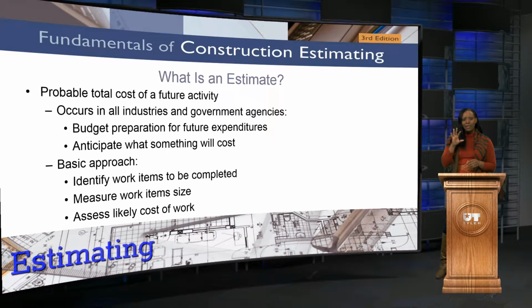Now, if we look at this, we can look at it from a basic approach. If we were to break this down and keep it simple, we'd always know that you need to identify your work items to be completed, measure your work item sizes, and then assess the likely cost of the work, okay? There are various ways that you can do this, but like I said, we'll keep this as simple as possible, and as we go through the semester, we'll learn more and more about it.